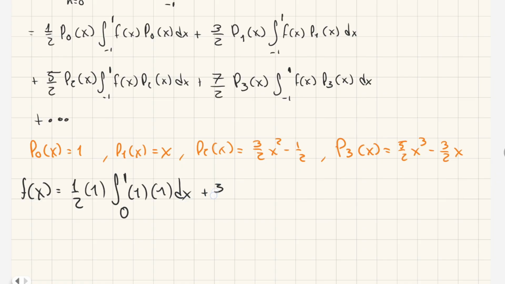Then we will have plus 3 over 2 P sub 1, which is x, and then the integral from -1 to 1 of f of x, which is 1, times x, which is P sub 1 of x, and then dx.